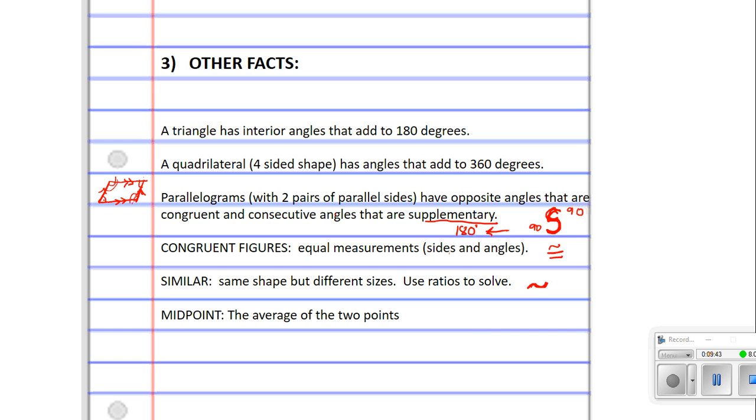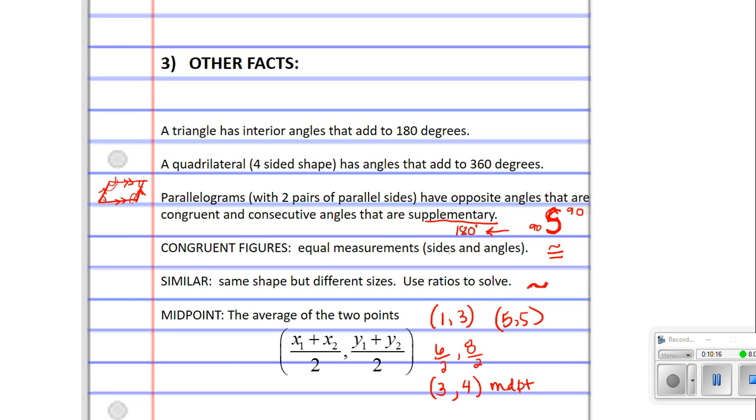And then the formula for midpoint is just the average of the 2 points. So you might have seen this formula, x1 plus x2 divided by 2, y1 plus y2 divided by 2. So if I give you 2 points, what's the midpoint? 1, 3 and 5, 5. Add the x's together. That'd be 6 divided by 2. So that'd be 3. 3 plus 5 is 8. 8 divided by 2 is 4. The midpoint would be 3, 4.